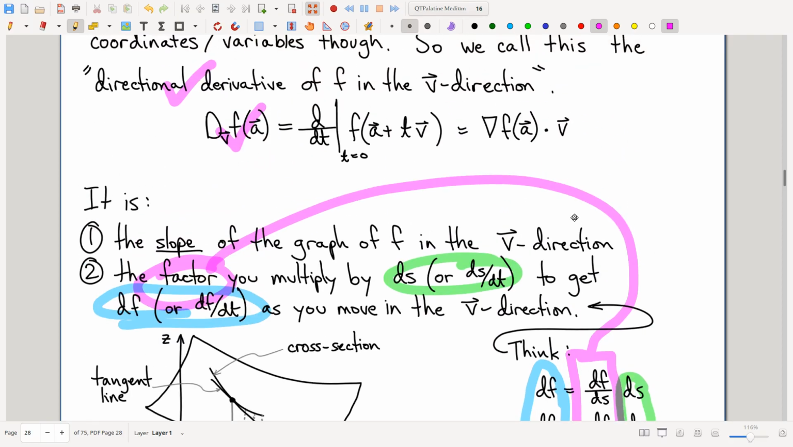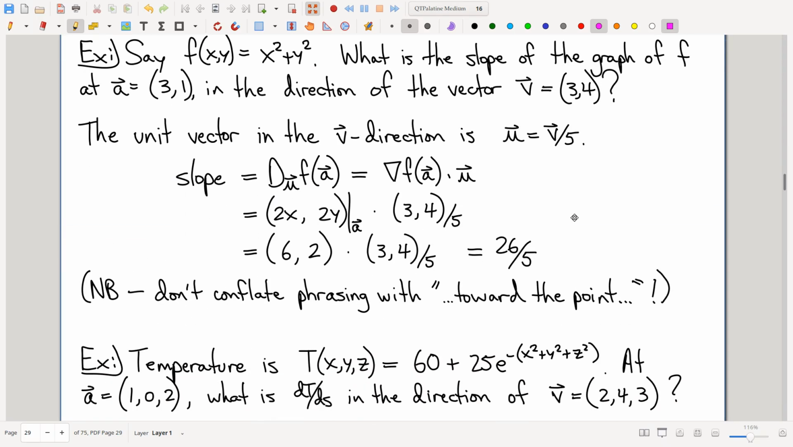Okay, so that's what a directional derivative is. We're out of time. We will pick up next time with some examples.